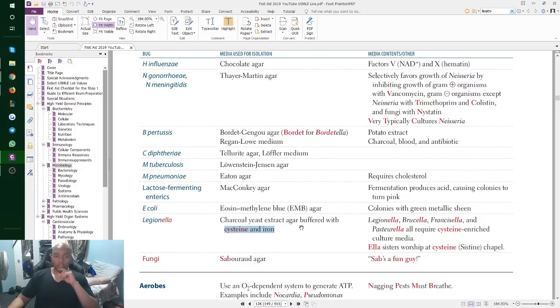This media, the charcoal yeast extract, they tell you here Legionella, Brucella, Francisella, and Pasteurella all require cysteine enriched culture media, right? It's not just Legionella. So all these Ella guys basically require cysteine. And it's a nice little fact to remember. It's not that hard.